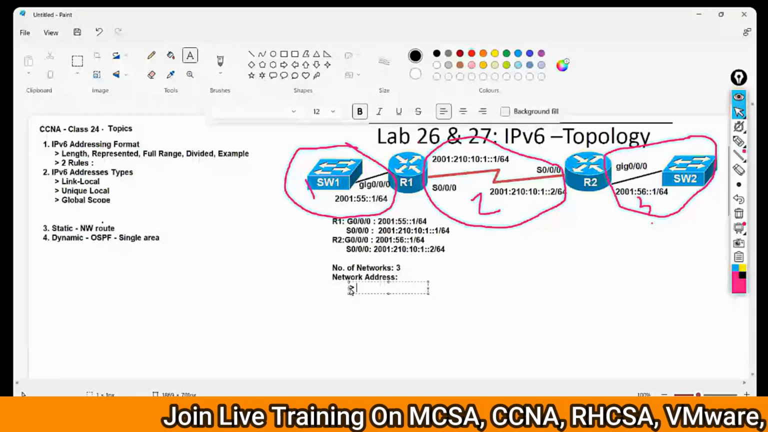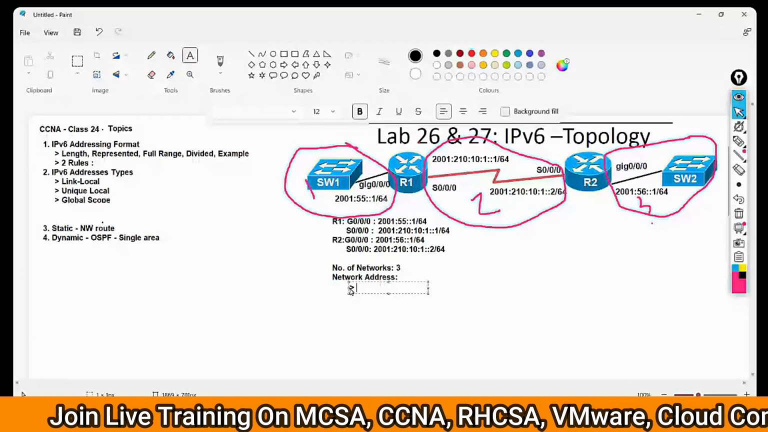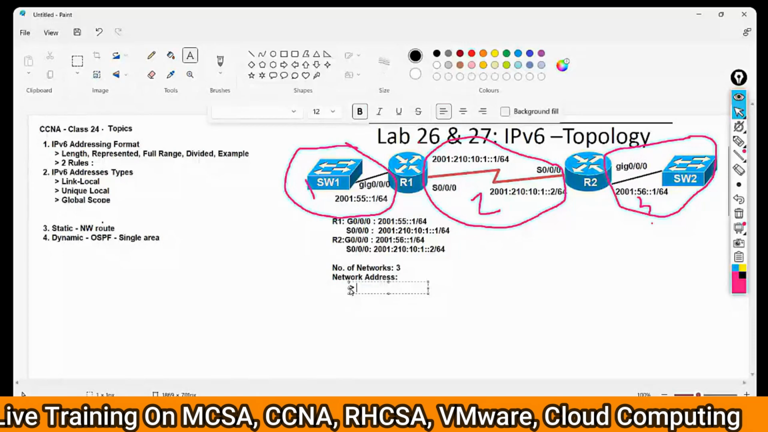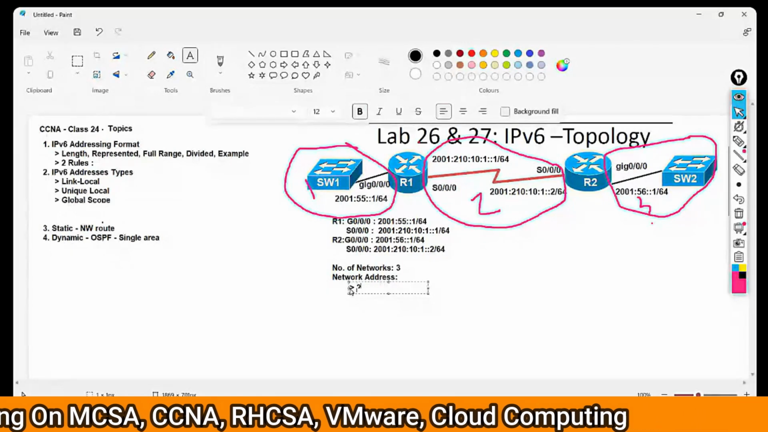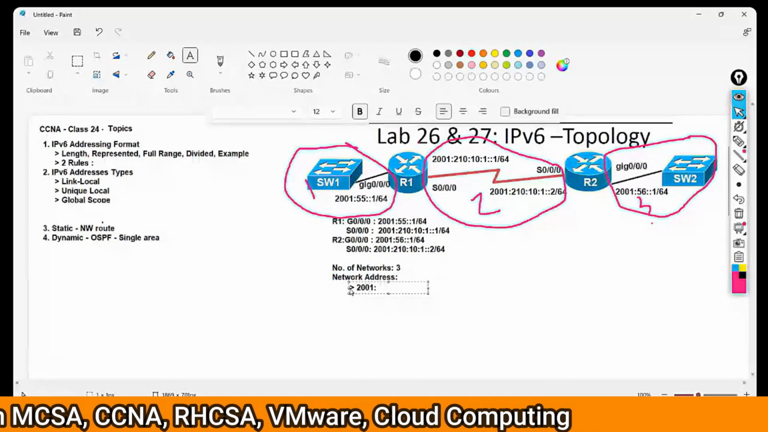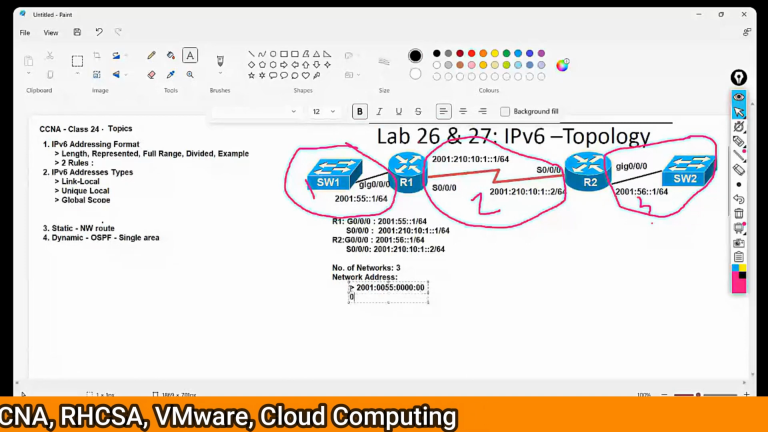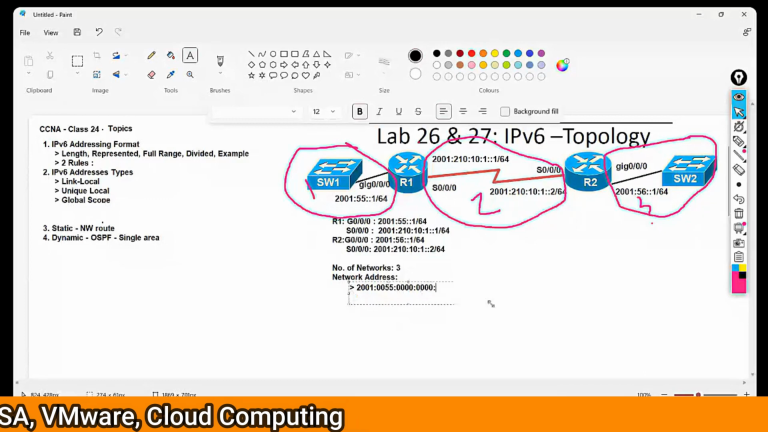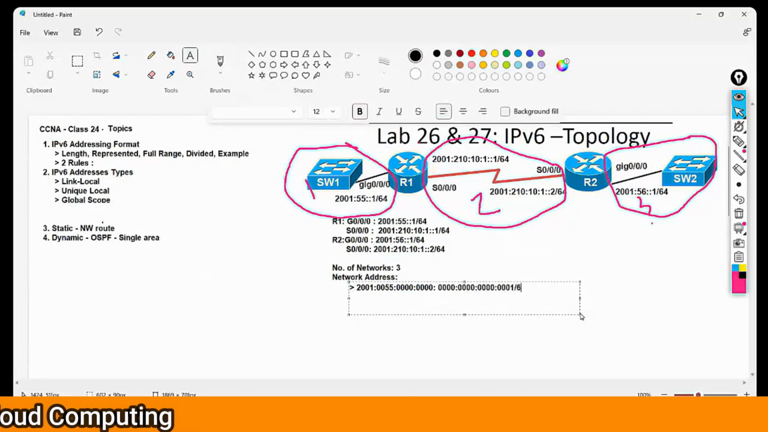So the same formula I'm going to use here to find the network address. But the difference here is it is 128 bits, not 32 bits. Understand? So the first 64 bits are network bits. The next 64 bits are host bits. So how do you write this down? If you write down 2001, 0055, 0000, 0000, how many groups? 4 groups, right? So another 4, total 8, /64. This is the actual address, correct?